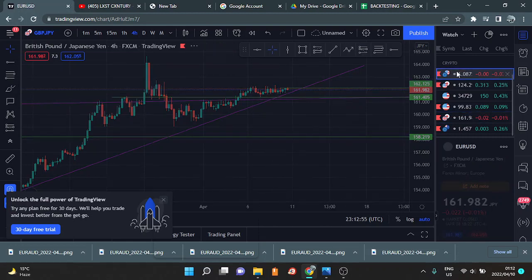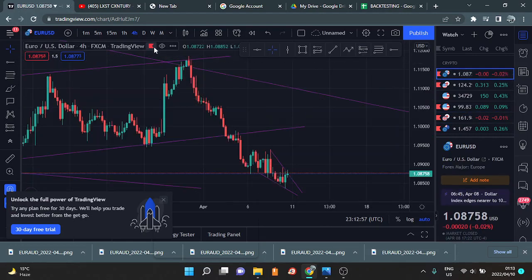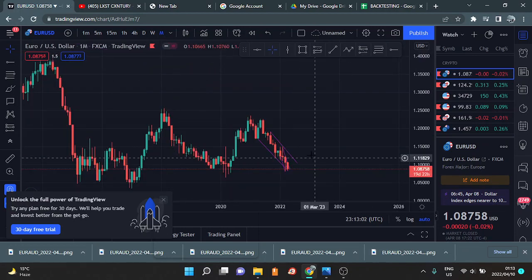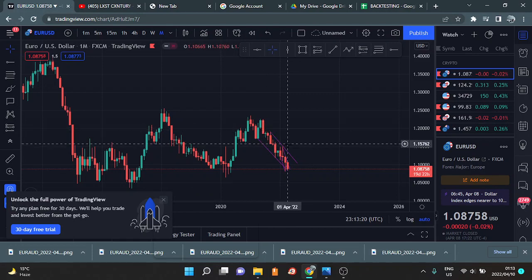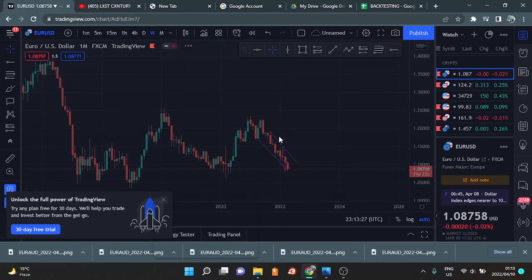Moving on to EURUSD. Starting with the monthly time frame, as you can see, the market has been pushing to the downside as the market kept on breaking lower lows and forming lower highs. As you can see, a lower high and a lower high, which indicates that the market has more momentum to the downside. Moving on to the weekly time frame.